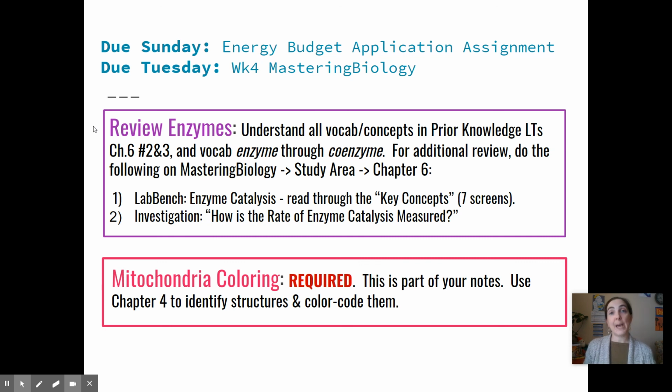You can also look back at the lab from first trimester about catalase. You should still have that in your Google Docs in the folder for this class to remember a little bit about what enzymes are and how they work.